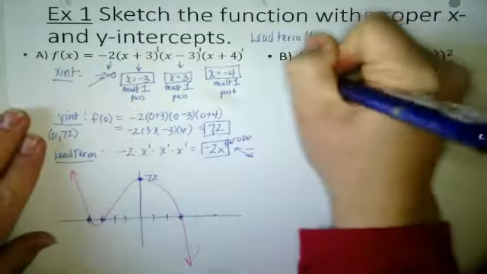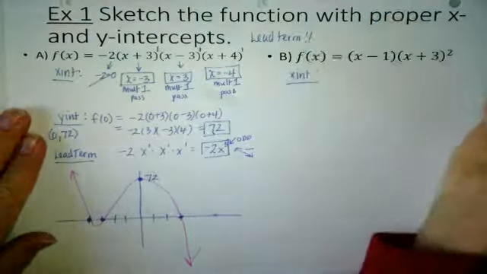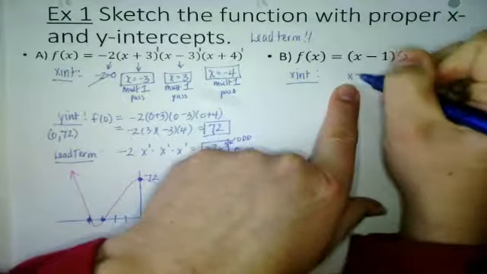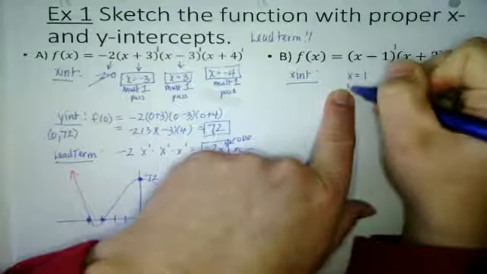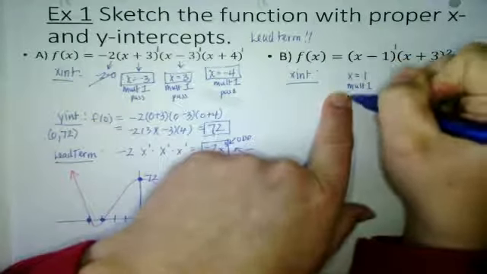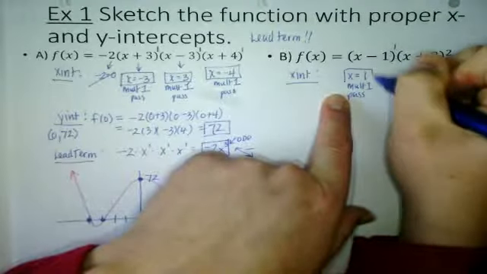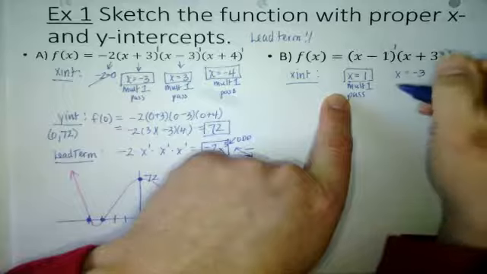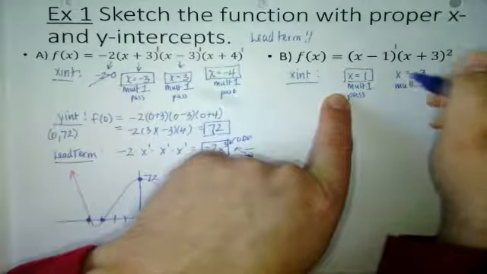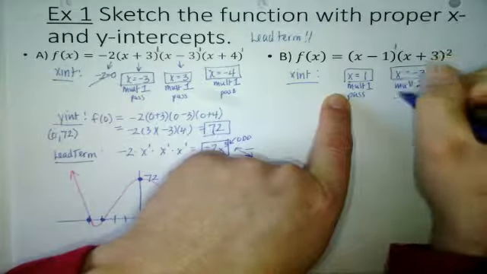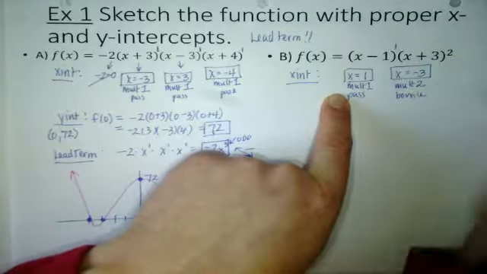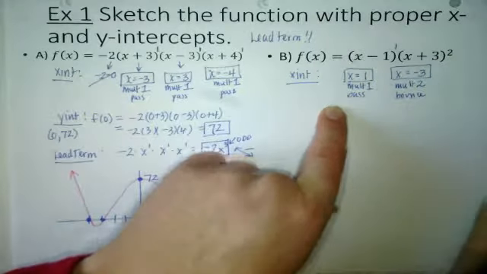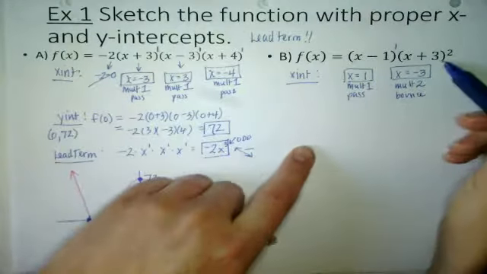So my x-intercepts are already here. We get x equals 1. It has a multiplicity of 1, which means I'm just going to pass straight through. Here we have x equals -3, but it has a multiplicity of 2. What happens to that one? That's right, it's a bounce. It bounces off that 0 because it's been repeated.